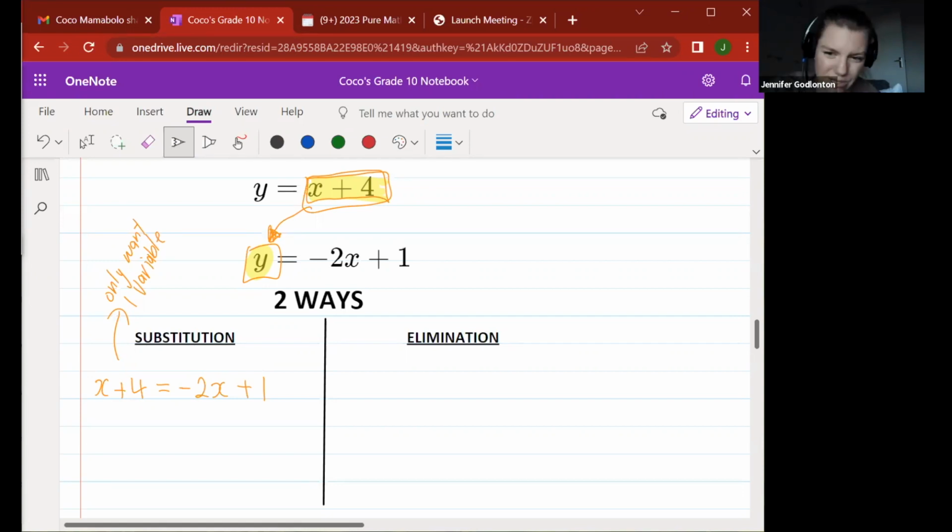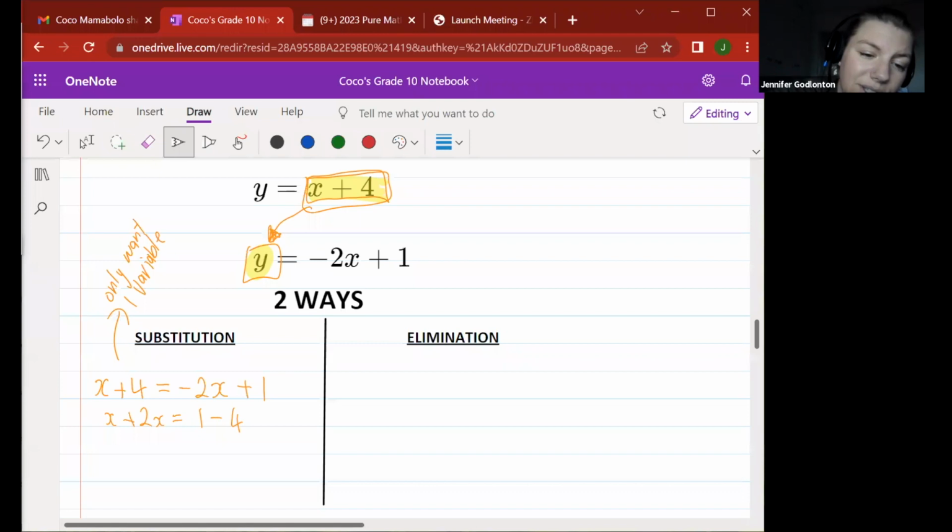What type of equation do I have now with X plus 4 is equal to negative 2X plus 1? What type of equation is that? Is it quadratic? Is it linear? Yeah, exactly. It's linear. Okay. So if it's linear, we want to move our X's onto one side and we want to move our numbers to the other side. So I'm going to say X plus 2X is equal to 1 minus 4. So I've moved my X's onto one side and my numbers onto the other side.